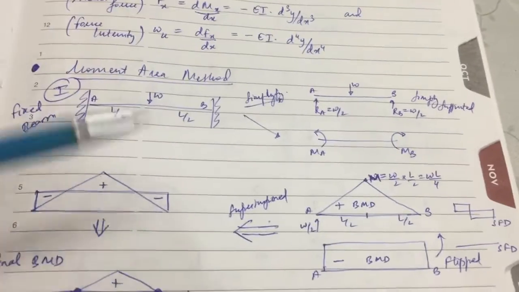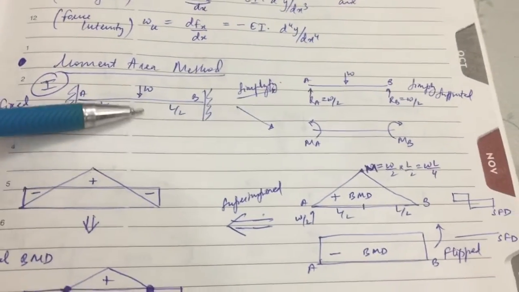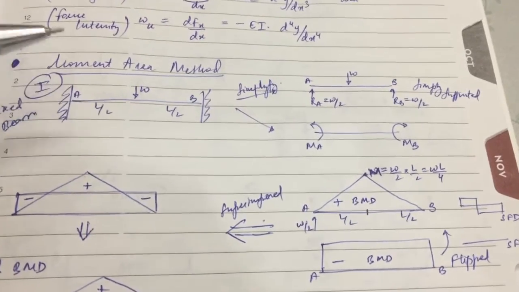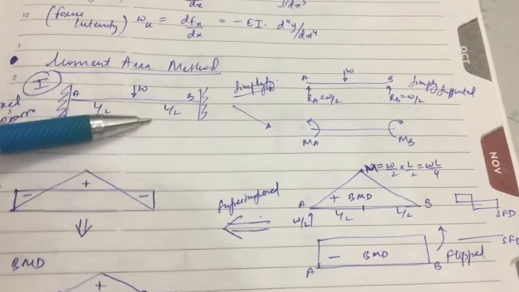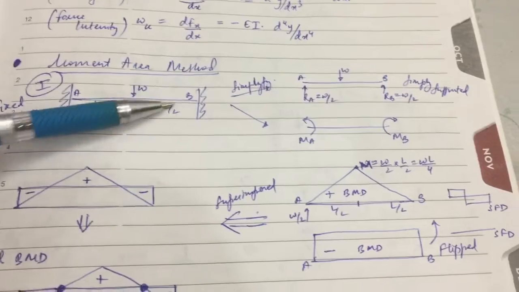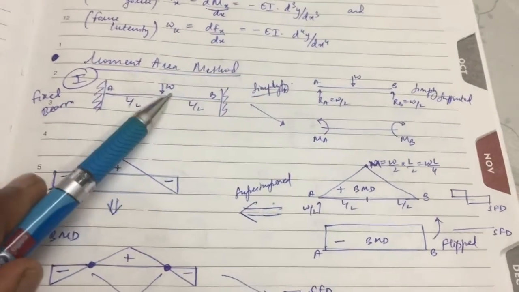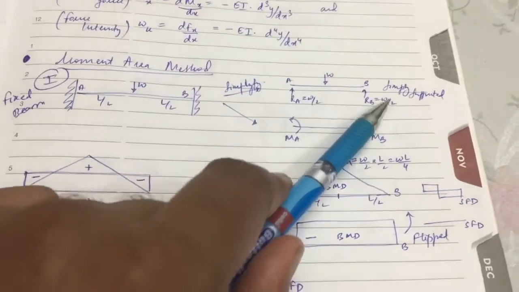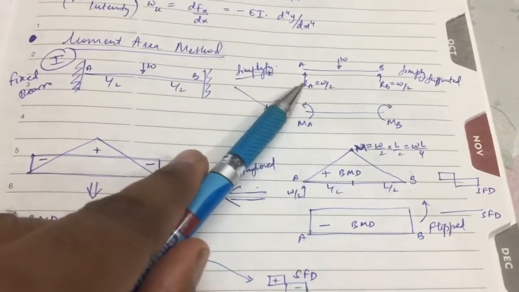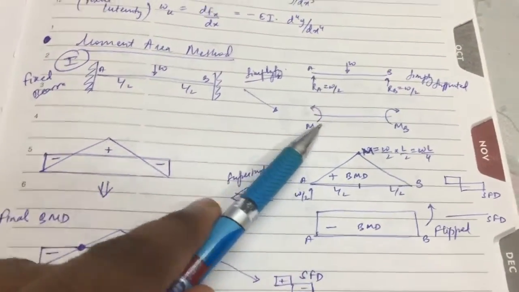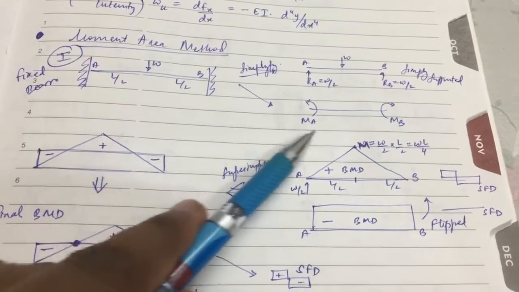Next we talk about the moment area method. In this moment area method, we can identify the slope and deflection by using the loading diagram. From this loading diagram, we simplify it by dividing it like this. This is the fixed beam, but we simplify this as simply supported. So we get the reaction force and the load here, and we take the moment outside.